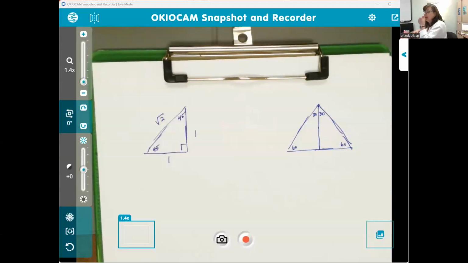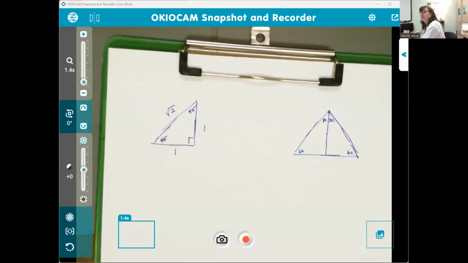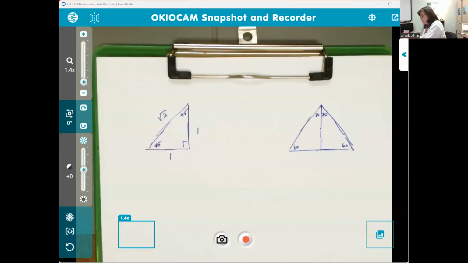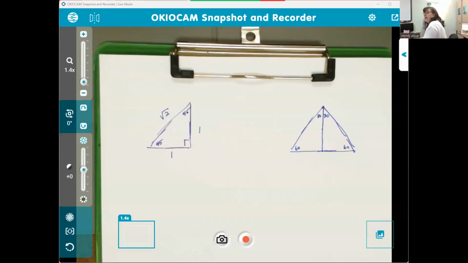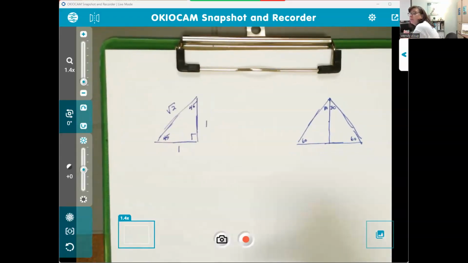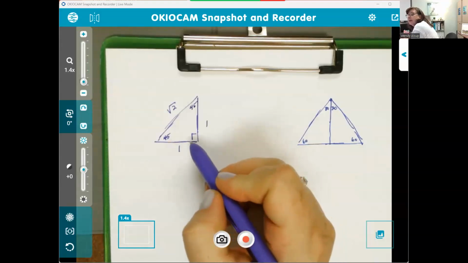Hello students. We're in section 5.5, and I want to begin with a quick review of how we find our values for our 45-45 triangles, which is also pi over 4, and our 30 and 60-degree angles, which are pi over 6 and pi over 3. All right, let's go back to our good old 45-45.